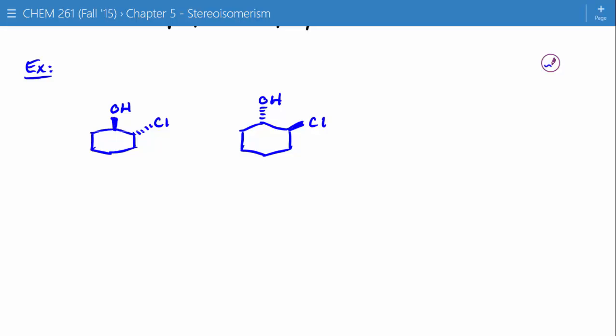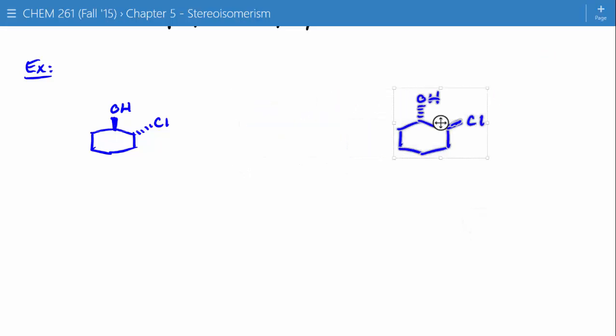Are these mirror images of one another? Let's try. Let's flip this. We're going to flip it upside down, so like a pancake, not a chair flip. So imagine we're going to take the molecule on the right like a pancake, scoop it up underneath, flip it over.